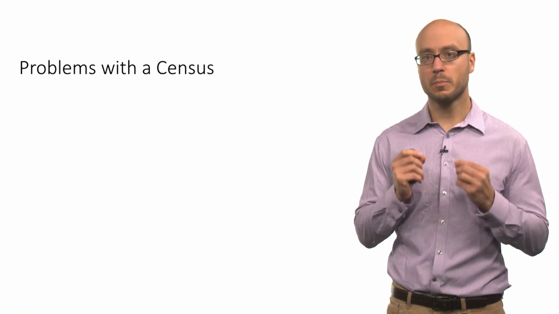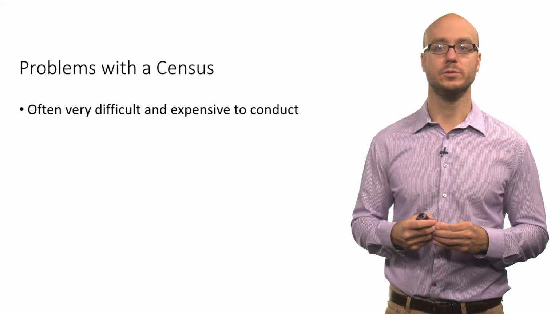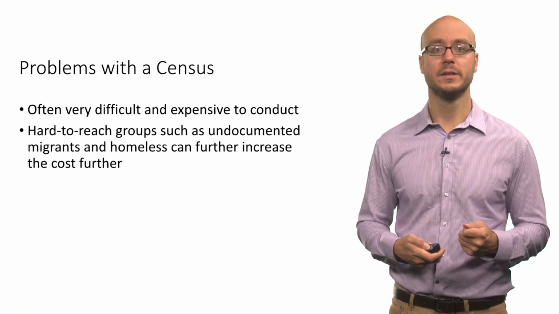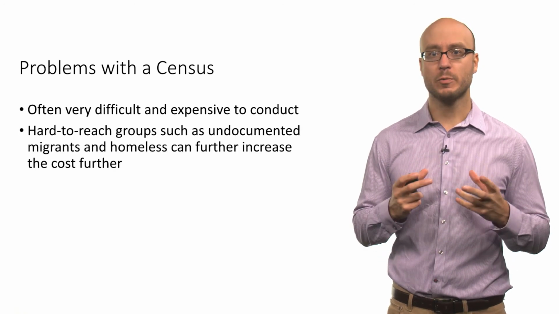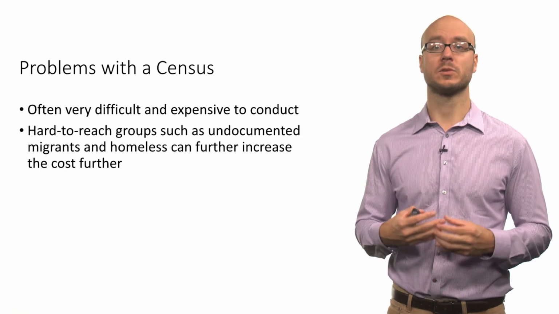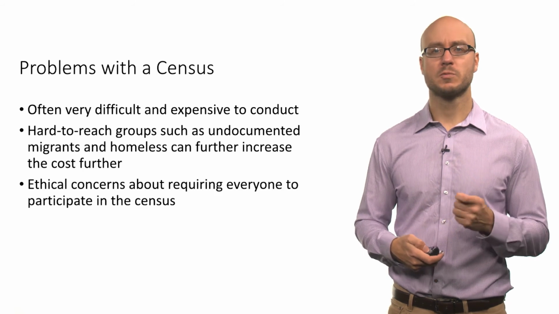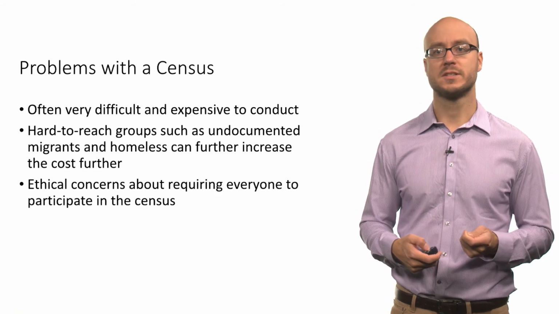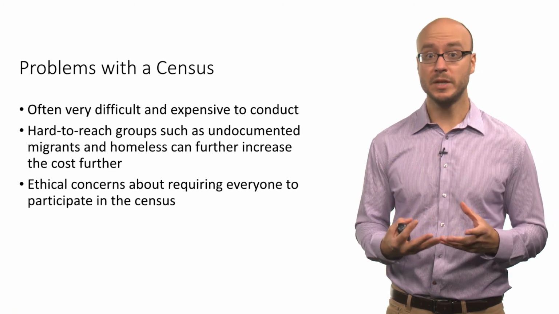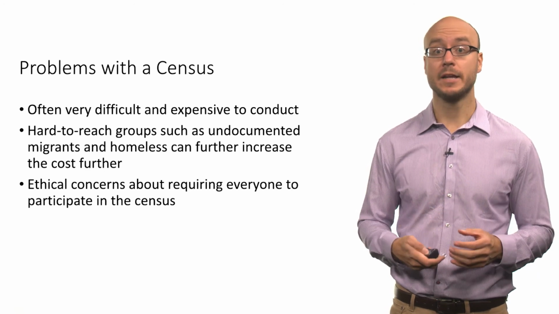There are a few problems with the census. It's often very difficult to conduct, and it's expensive because you have to collect data on everybody. Especially hard to reach groups such as, for example, in the United States, undocumented workers or homeless people, can further increase the cost. As well, there are some ethical concerns with the census because when you collect data on people, you're forcing everybody to participate in a society.